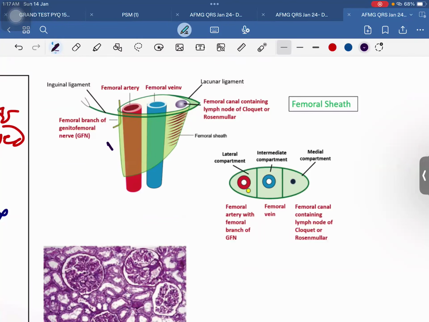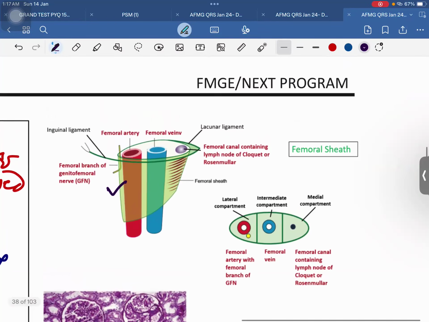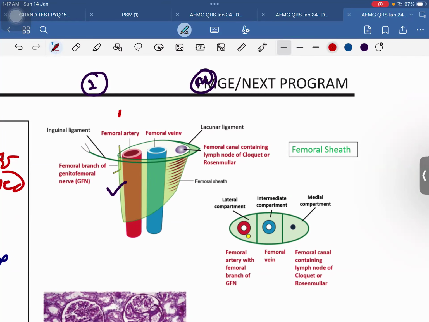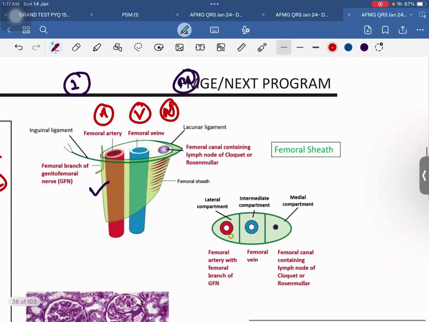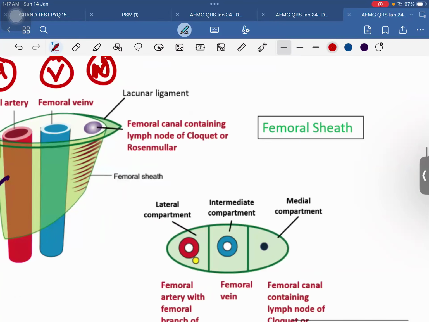If they ask you what this is, this is the femoral sheath. This femoral sheath encloses three things. If I go from lateral to medial, the mnemonic is AVN. Lateral most is the femoral artery, then the intermediate one is the femoral vein, and the medial most one is nothing else but the lymph nodes.